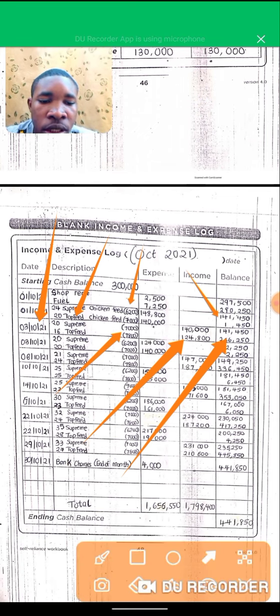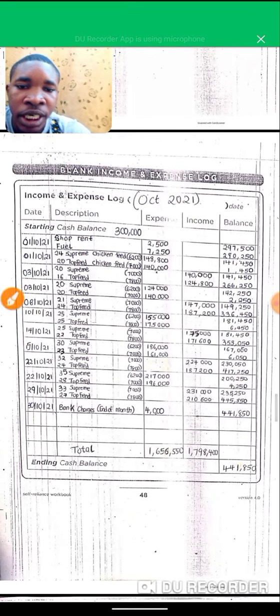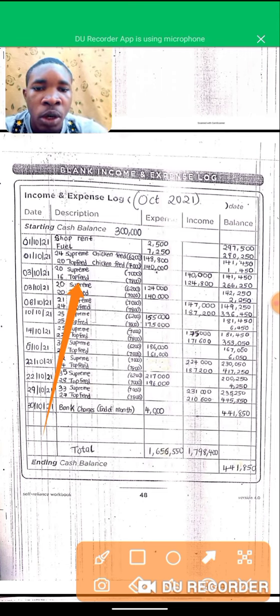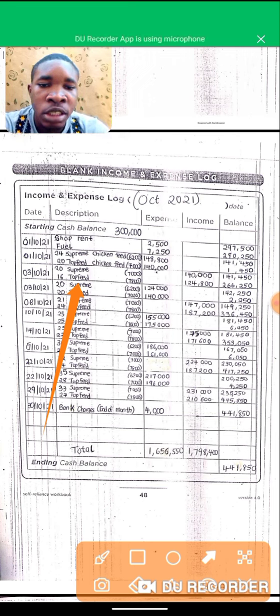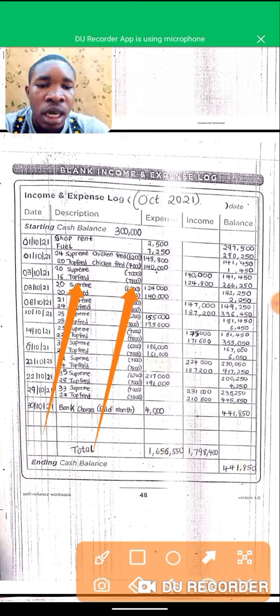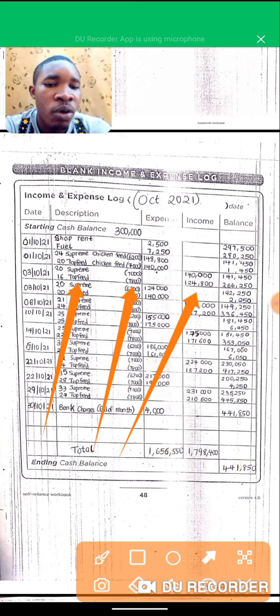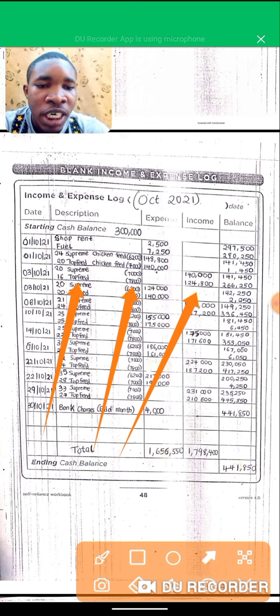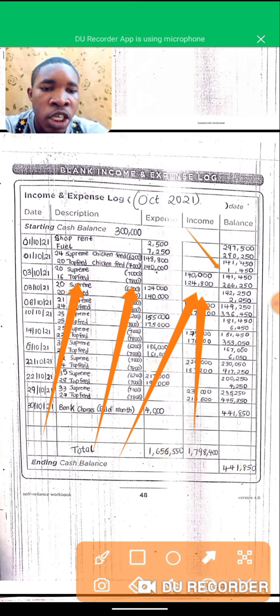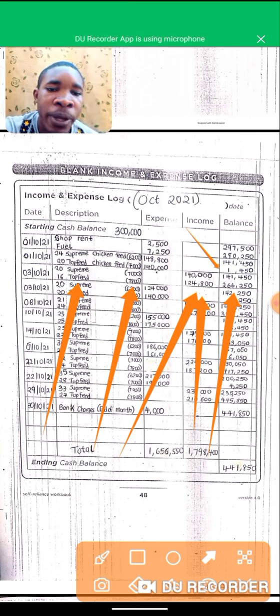On the third, what happened? On the third again, after we sold 20 supreme chicken feed, we also sold 16 top feed at 7,800 naira each. We did not put it under expenses. Instead, we put it under income, because the money came into our account. We sold something. So 141,450 plus this 124,800 that is here is going to give us 266,250. Hope you guys understand now.